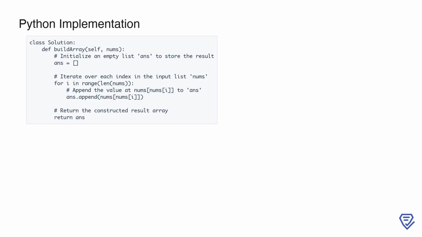The solution starts by initializing an empty list ans, which will serve as the result array. It then iterates through the indices of the input list using a for loop. For each index i, the code computes the value nums[nums[i]], and appends it to the ans list. This computation effectively maps the index i to its derived value using the permutation logic described in the problem statement. Finally, the method returns the constructed list ans as the output.